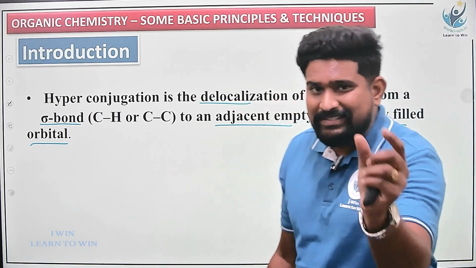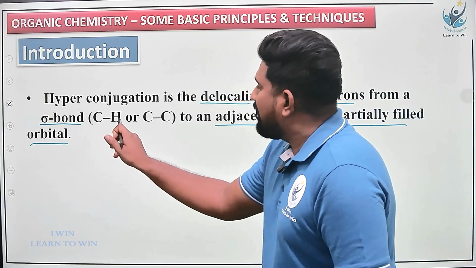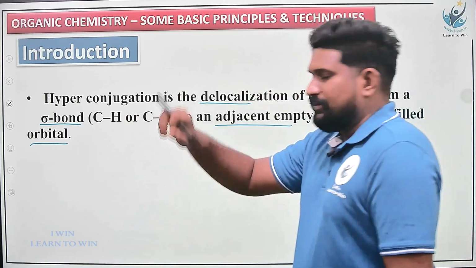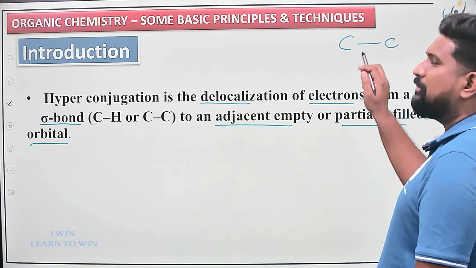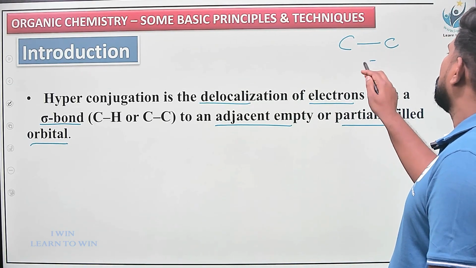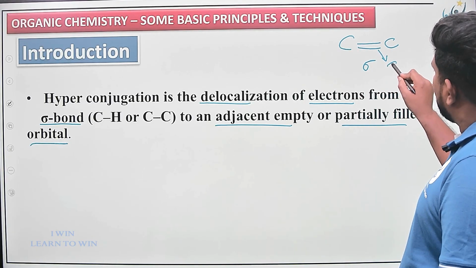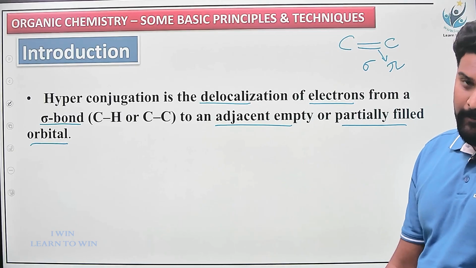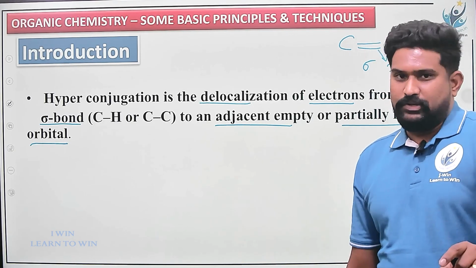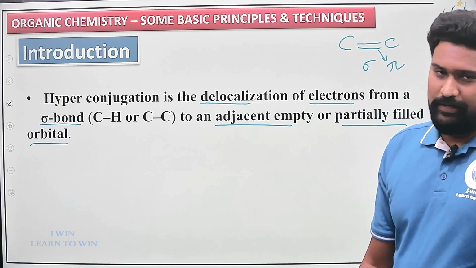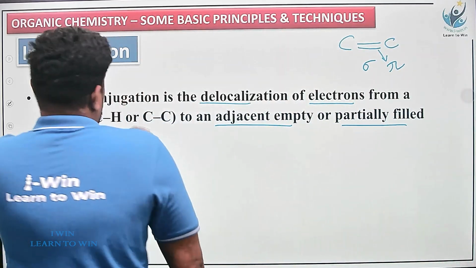A sigma bond is usually seen where the first bond is always formed between carbon and hydrogen or carbon and carbon. So see here, if a single bond is formed, then which bond is it, my dear student? It is a sigma bond. And if it is a double bond, the second bond which is formed must be a pi bond. The sigma bond contains sigma electrons, and the pi bond contains pi electrons. This is the term we have to be clear about for hyperconjugation.